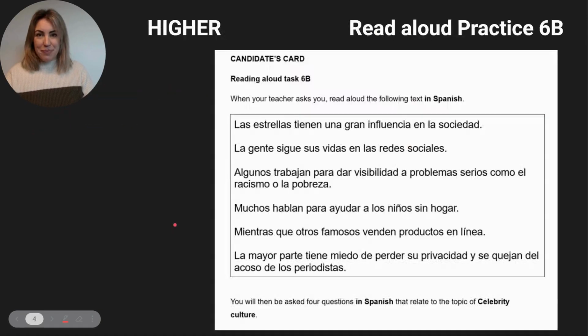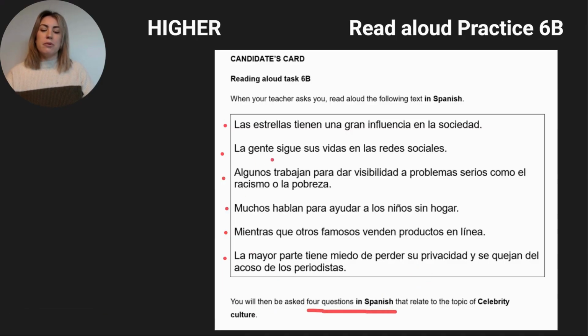Now, this is the card. We read, we say, okay, so we have 6 sentences, not 5, sorry, higher. And then there will be 4 questions in Spanish to follow up on this topic. Okay, they're usually in the present tense.